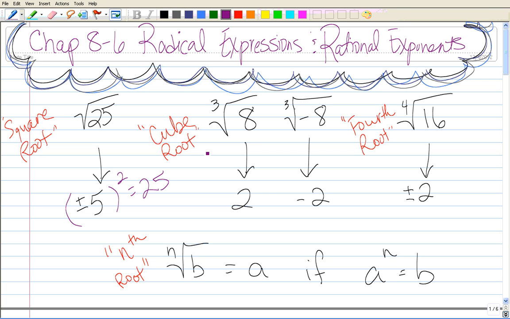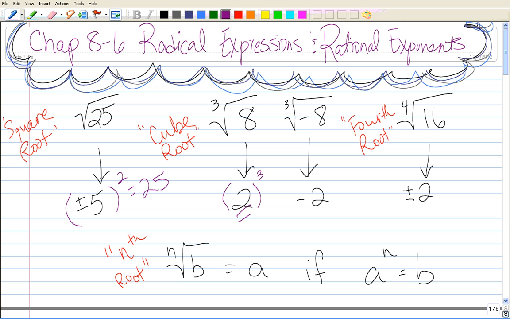Okay, so now let's look at the cube root. So to figure out what the cube root of 8 is, I have to figure out what number multiplied by itself a total of 3 times will give me 8. Well, 2 cubed will give me 8. So the cube root of 8 is 2.